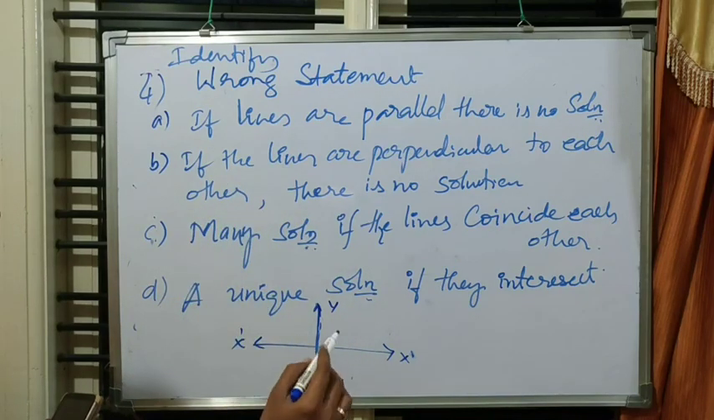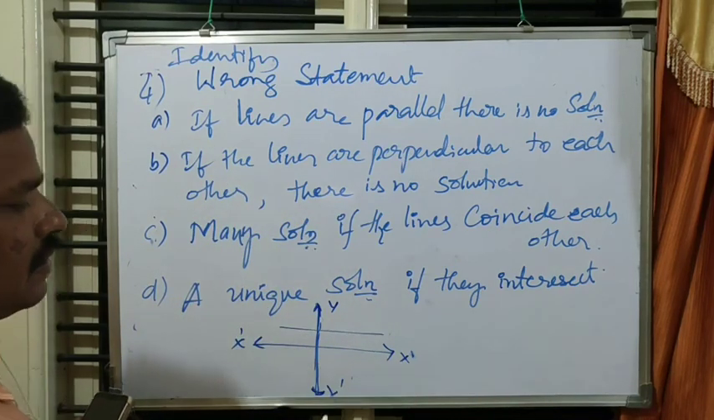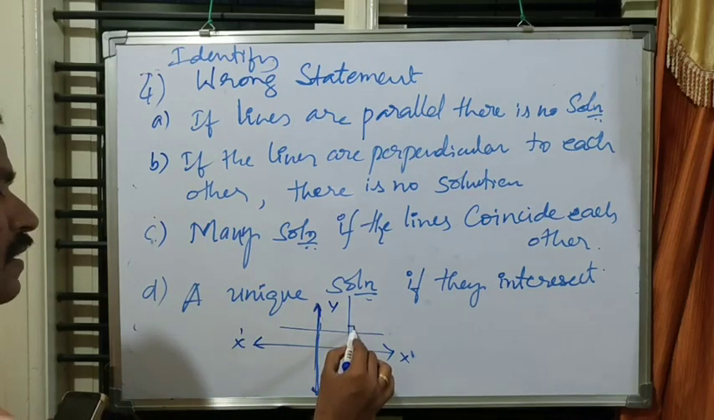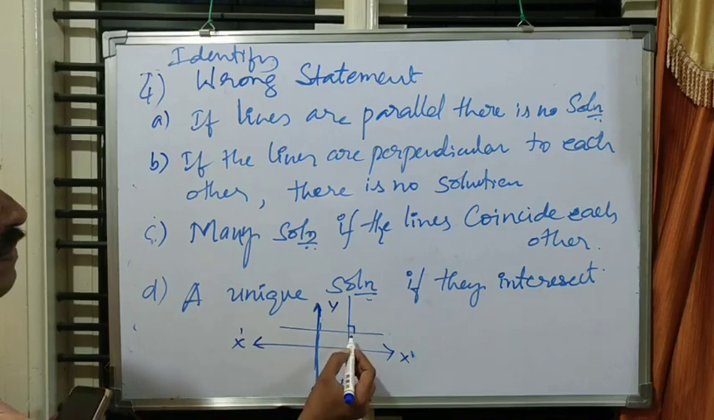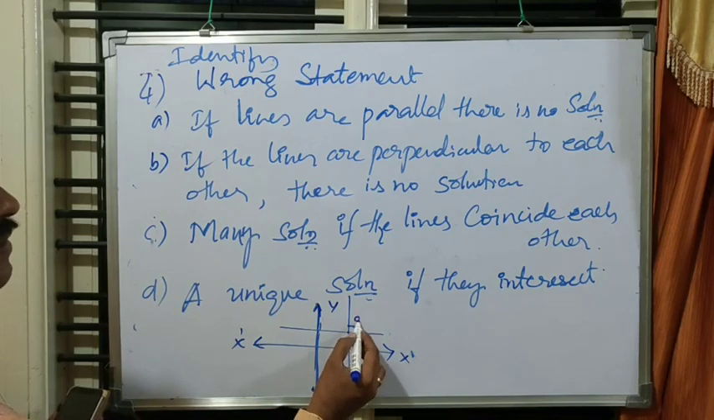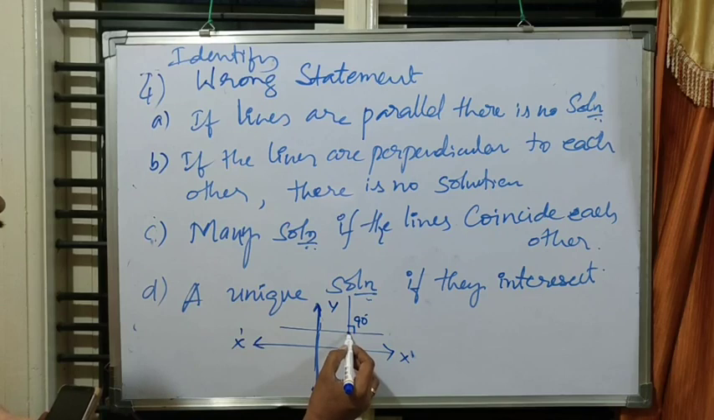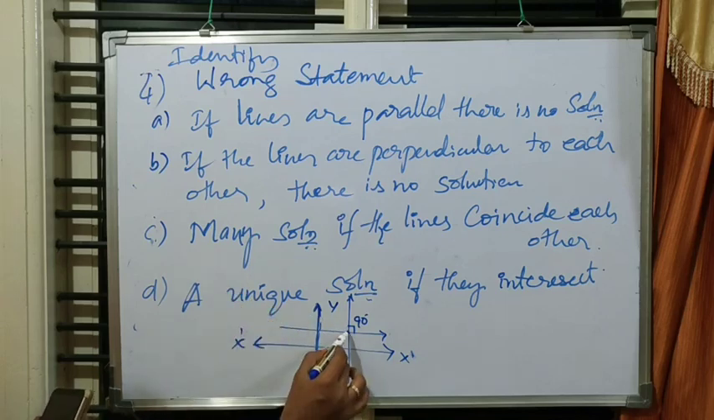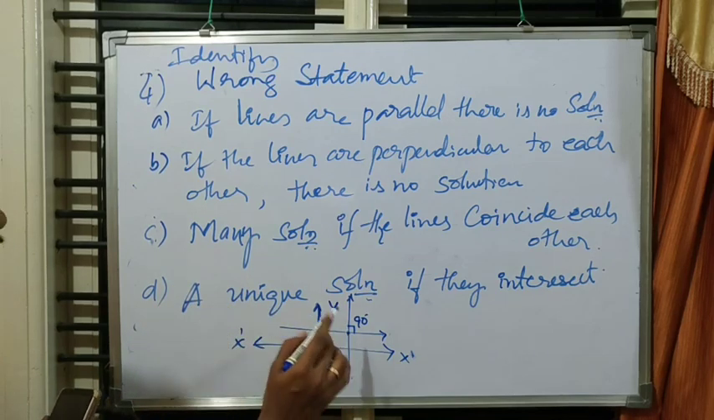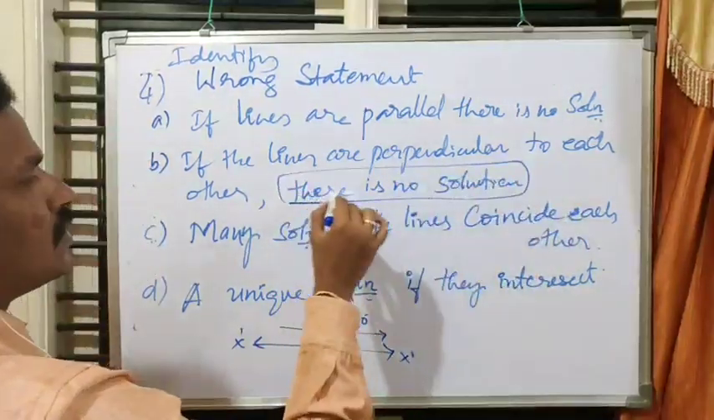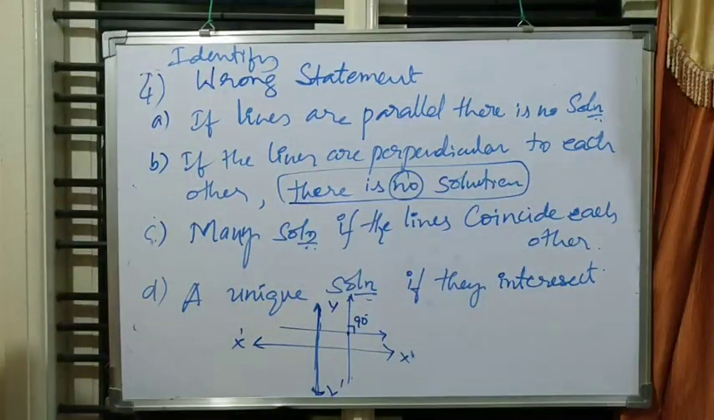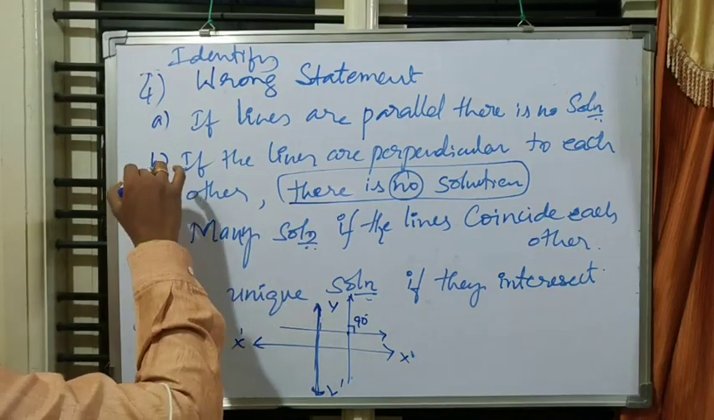But perpendicular means you just observe there is one line and there is a perpendicular line to this. If perpendicular, these two must intersect at one point and it forms 90 degrees. See here, there is an intersection of these two lines, which means there is a solution. Actually there is exactly one solution, but here the statement says there is no solution. So this is actually the wrong statement. Actually our answer is B.